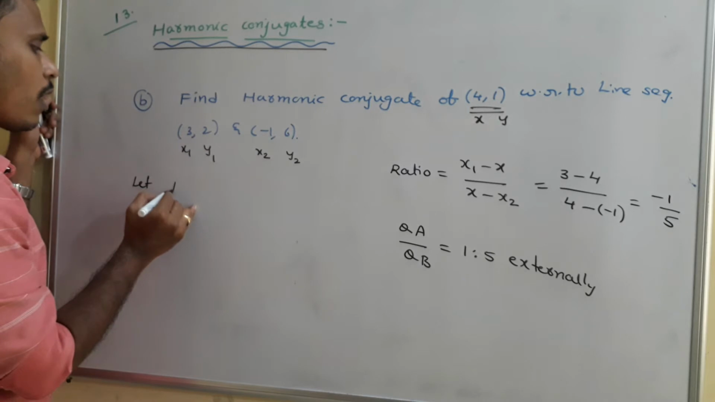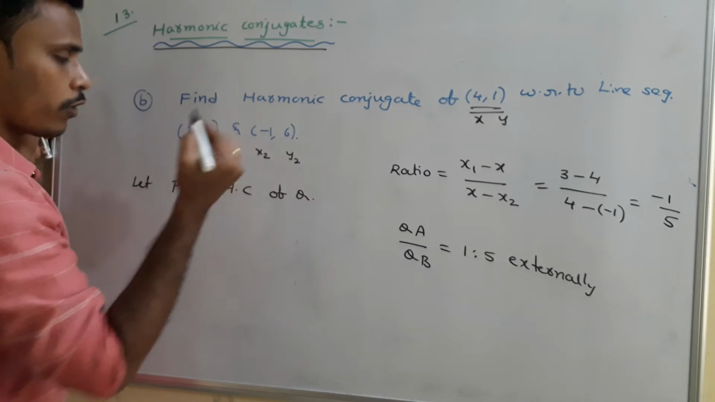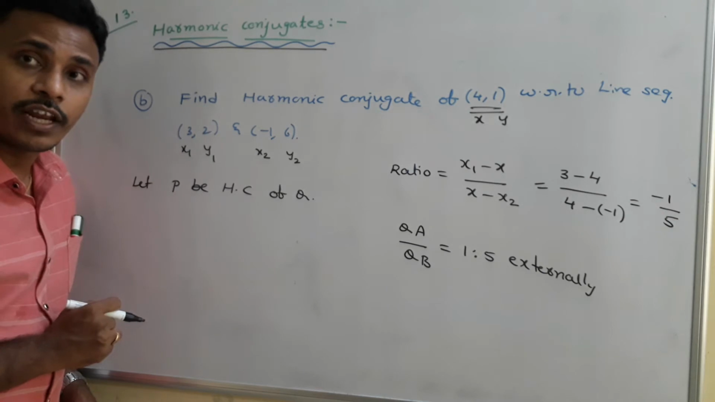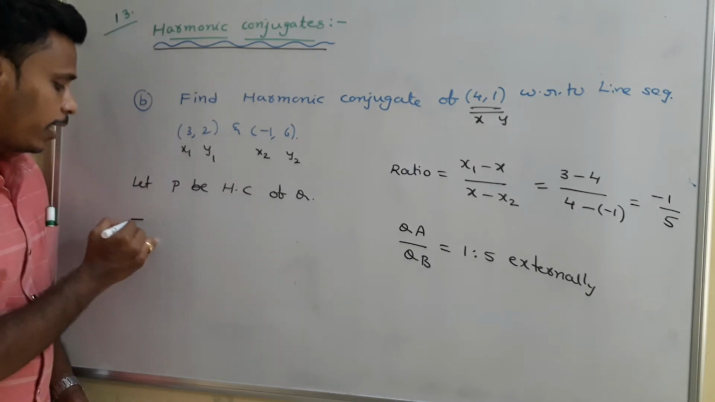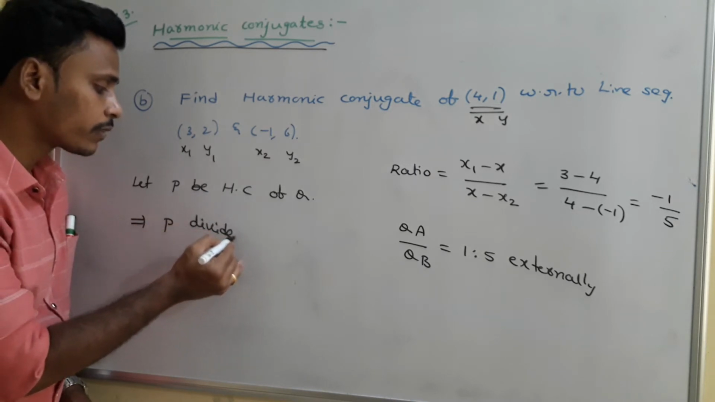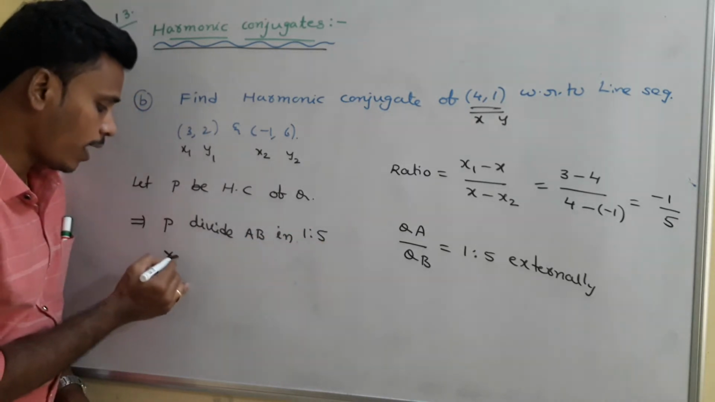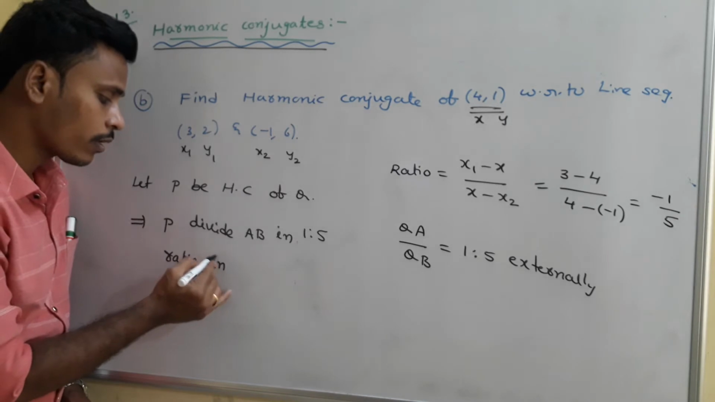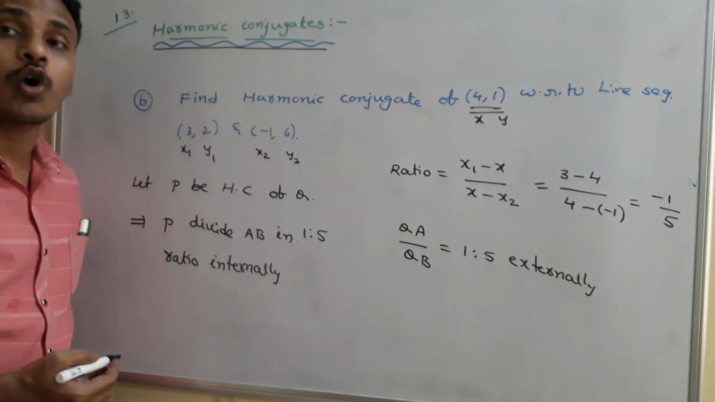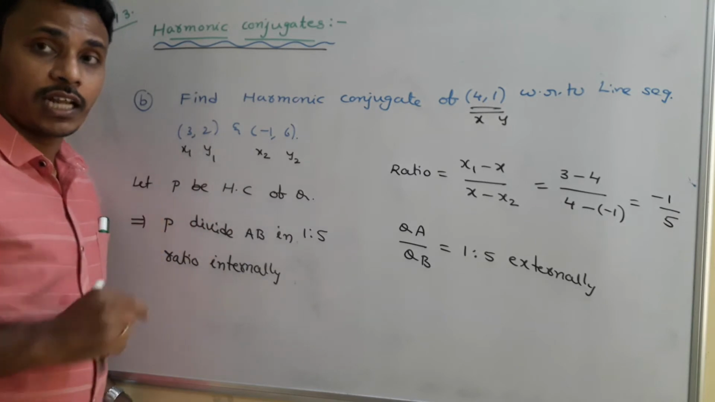Let P be the harmonic conjugate of Q. As that is external, it is very clear. So this P will divide AB in the ratio 1:5 internally. By the definition of harmonic conjugates, one will divide internally in the ratio, the other will divide externally in the ratio. That external point Q is given, but we need to find that internal point P.